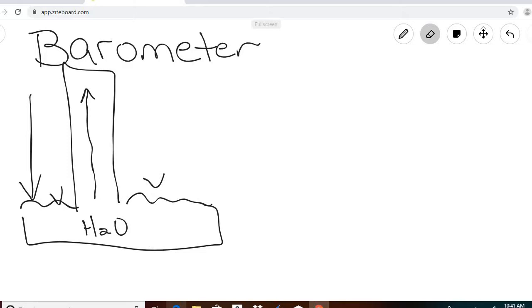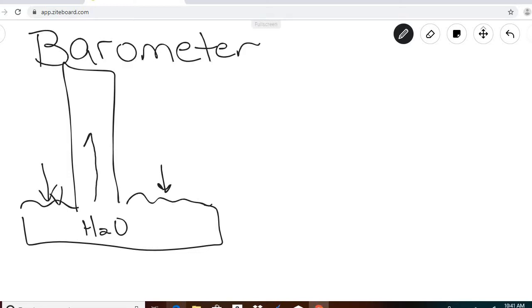If the atmospheric pressure is lower, then we would see the opposite effect. If you have a low atmospheric pressure pressing down on that water, then the water is not going to be forced up as high, and the barometric pressure would be lower. So a barometer is just an instrument to measure the atmospheric pressure.